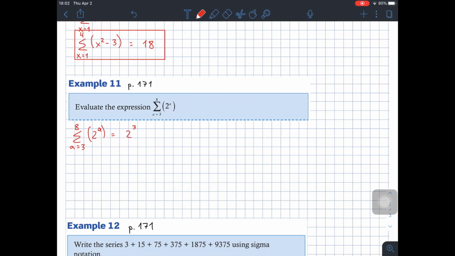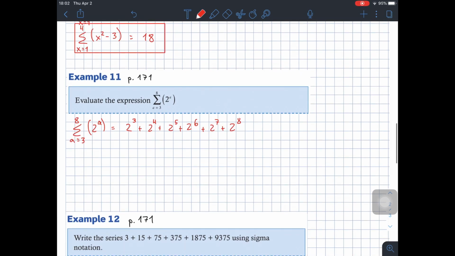We're going to start with 3 because that's the initiator in this case, plus 2 to the power of 4 plus 2 to the power of 5 plus 2 to the power of 6 plus 2 to the power of 7 plus 2 to the power of 8. Okay, let's see if we can do this without a calculator.